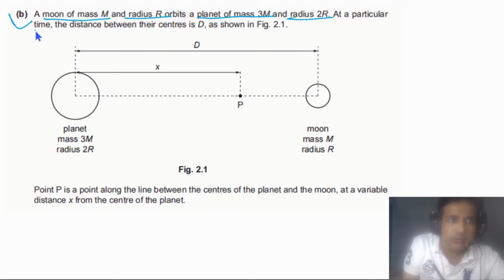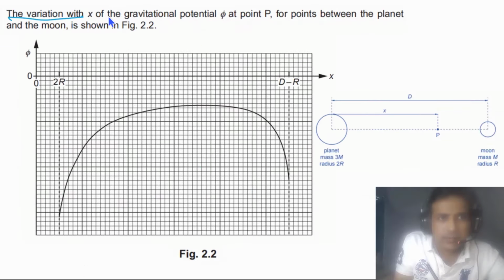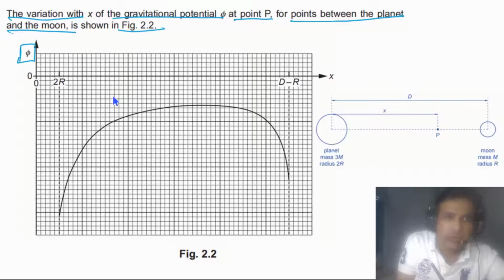At a particular time, the distance between the centers is capital D, as shown in figure 2.1. Point P is a point along the line between the centers of the planet and the moon, at a variable distance x from the center of the planet. The variation with x of the gravitational potential phi at point P for points between the planet and the moon is shown in figure 2.2. Simply, a graph between potential against distance is given to us.